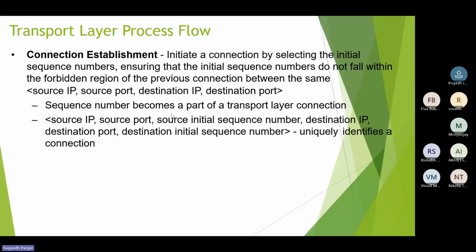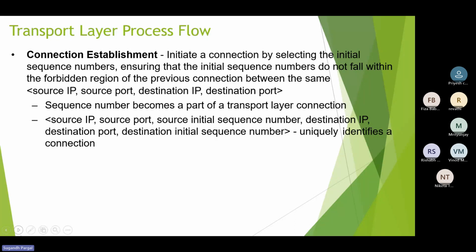So, transport layer process flows. Firstly, it is the connection establishment, as I mentioned. It initiates a connection by selecting the initial sequence numbers, ensuring that the initial sequence numbers do not fall within the forbidden region of the previous connection between the same hosts. I think everyone of you remembers what the forbidden region is.